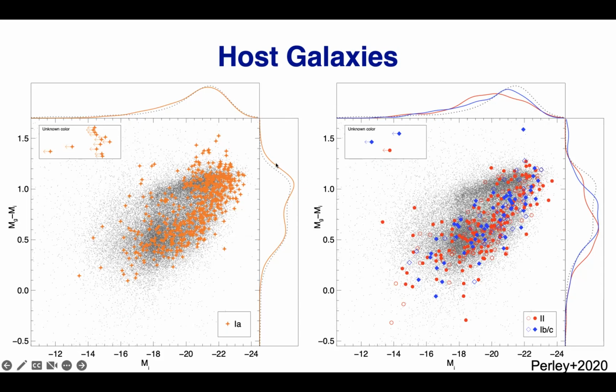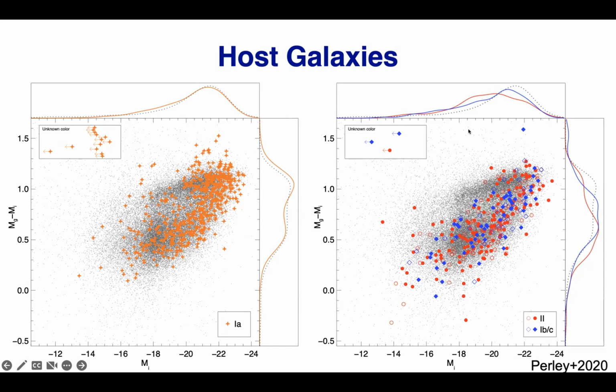So for example, for type 1As, it's roughly 50-50 or about 60-40, 60% come from the red sequence, 40% come from the blue cloud. And the typical luminosity of a host galaxy is around -20.5, 21. And that more or less matches what you'd expect if type 1As are produced more or less uniformly with the stellar mass of their host, which is shown by the dotted line. So they more or less track with some slight differences, the stellar mass function of their host galaxies.